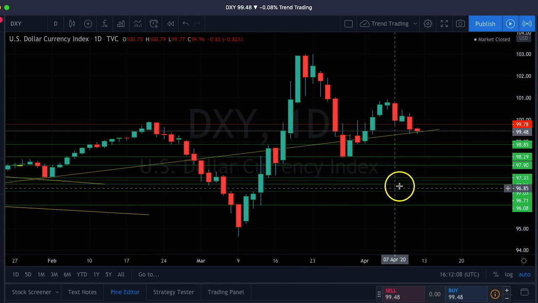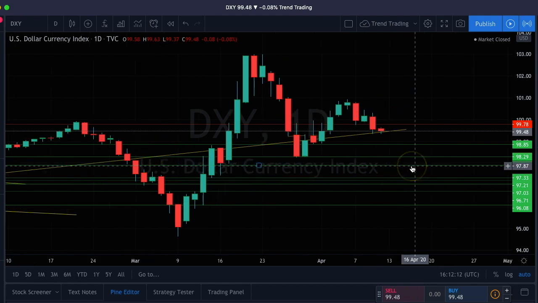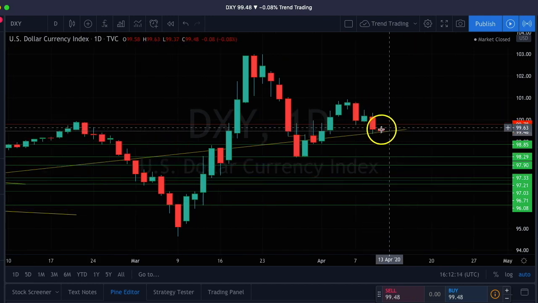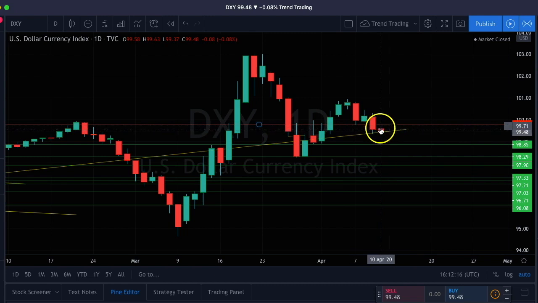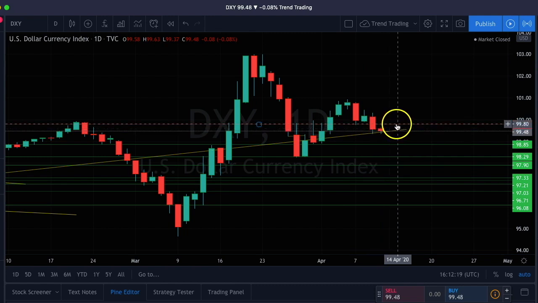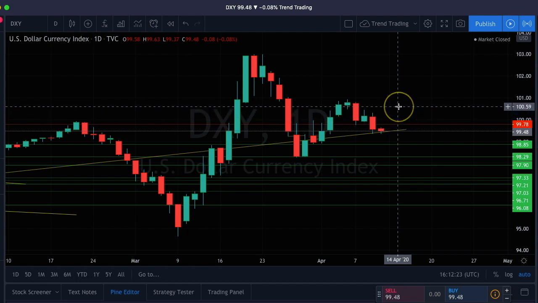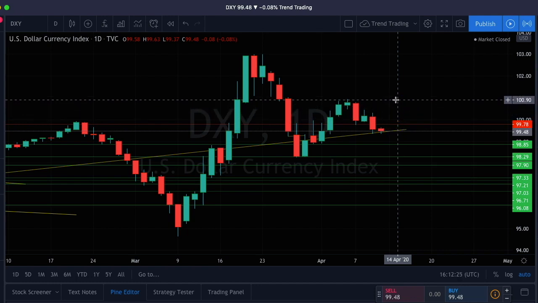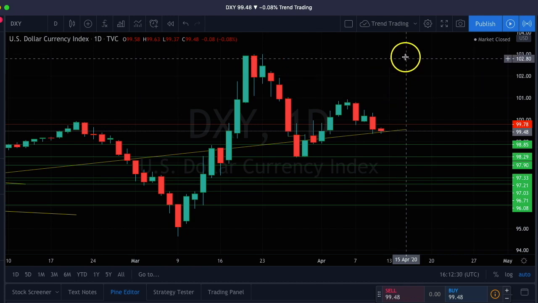Definitely the area of 97.30 will be a big test below that. Now, let's see what happens if this area holds. If we are able to hold this trend line over here and start trading up over here, then it's clear that we're going to see dollar strength resuming with a test of the 101 area. And if that breaks, we'll soon be up to testing the new highs.